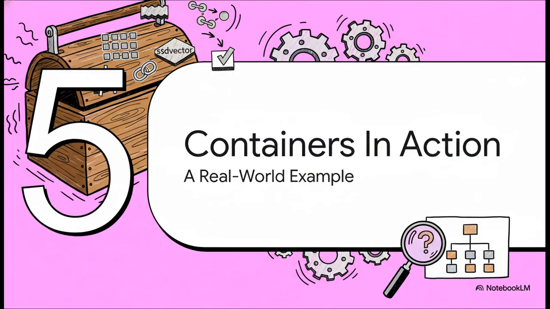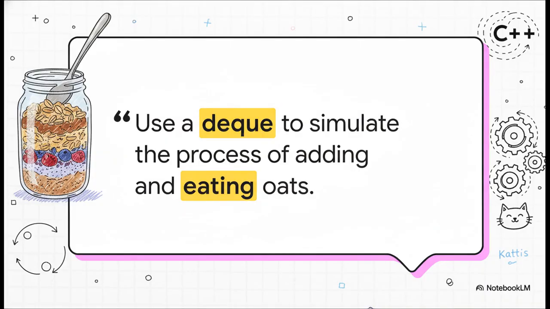Okay, that's a lot of theory. It's great to know this stuff, but how does it actually look in the real world? How do you know when to pull which tool out of the toolbox? Let's look at an example. So we're going to take our example from a competitive programming site called Kattis. The problem is called Overnight Oats, and helpfully, the problem description itself kind of gives you a massive hint. It says, use a deque.